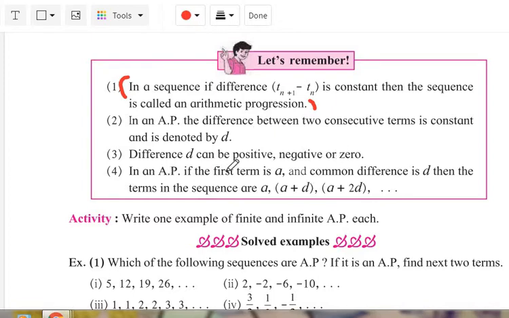In an AP, if the first term is A and the common difference is D, then the terms in the sequence are A plus D, A plus 2D, then A plus 3D, A plus 4D, and so on.